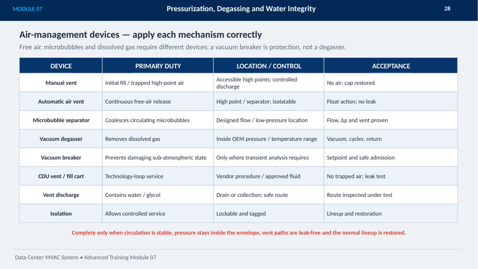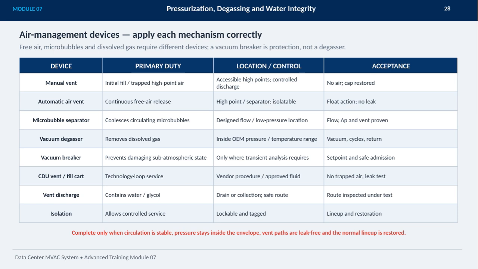Microbubble separators coalesce circulating microbubbles at designed flow and low-pressure locations, ensuring the system maintains optimal performance by proving flow, pressure differential, and proper venting. Vacuum degassers remove dissolved gases within the OEM's specified pressure and temperature ranges, relying on vacuum cycles and returns.